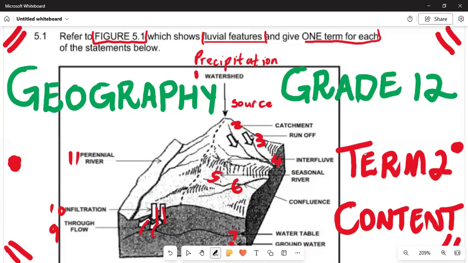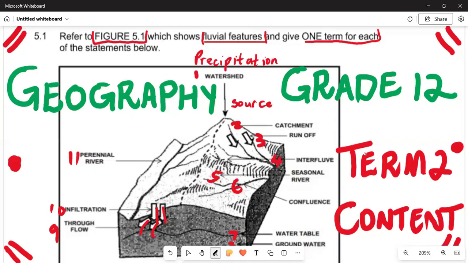Number four, we are having the interfluve, and the interfluve also separates these basins. And number five, we are having the seasonal river. So the seasonal river here, we are saying this river only has water in the rainy seasons. But in a dry season, this seasonal river cannot have the density of water in between.